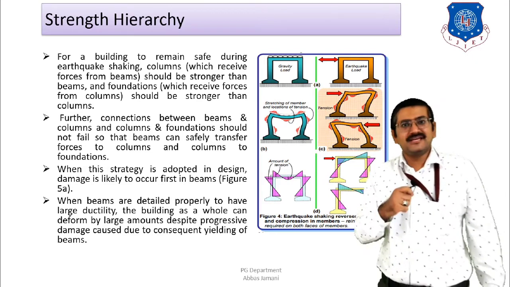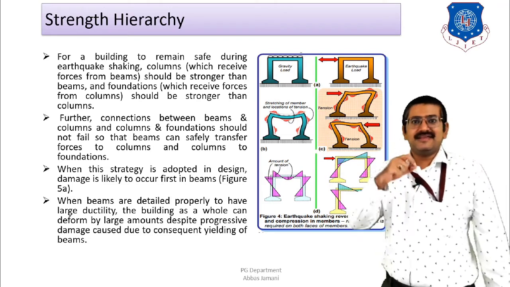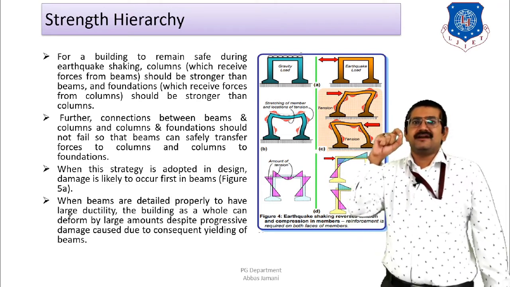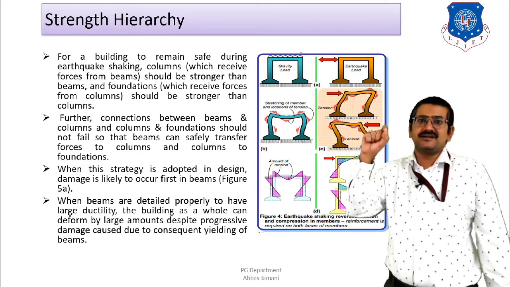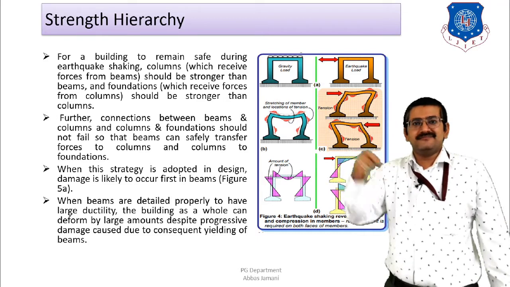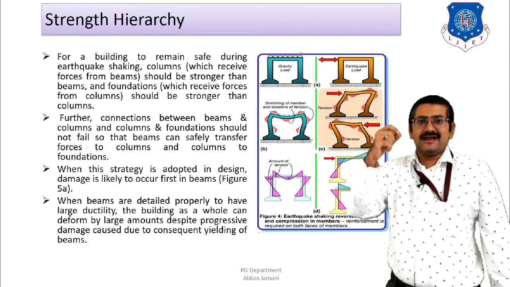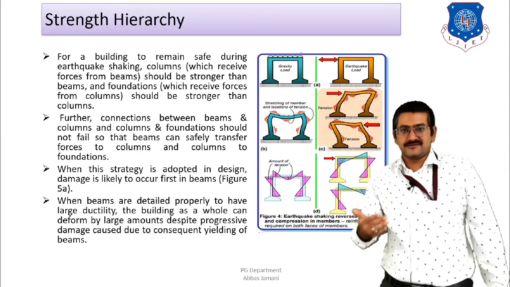Now coming to the last aspect, which is regarding the strength hierarchy. As we have seen, the lateral force is going to be applied to the beam column joint. From the beam column joint, the force is going to be transferred to the beam. The beam is going to undergo displacement. Beam will create a moment, and that moment will be transferred to the column. From the column, the force will be transferred to the foundation.